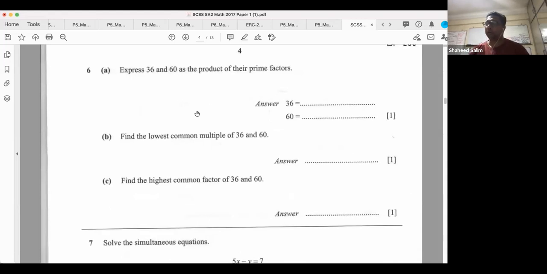This one says I remember. What's prime factorization? You try first. You remember or not? You don't remember? I'll revise now. Okay, let me revise first, so that you can do this one.